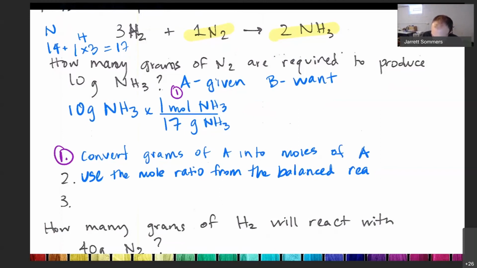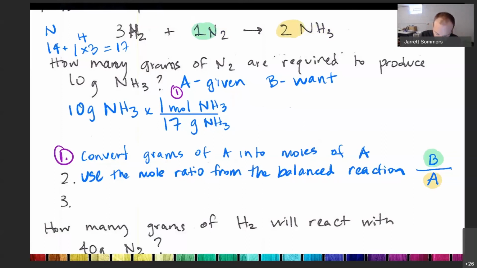And in that, the thing you start with is going to go on bottom, and the thing you want to get to is going to go on top. So that's what it looks like. And I can highlight them here for you as you're writing. In this particular problem, the thing we're starting at is ammonia. So that's the A. The number is 2. And the thing we're going to in this problem is nitrogen. So that's the B.